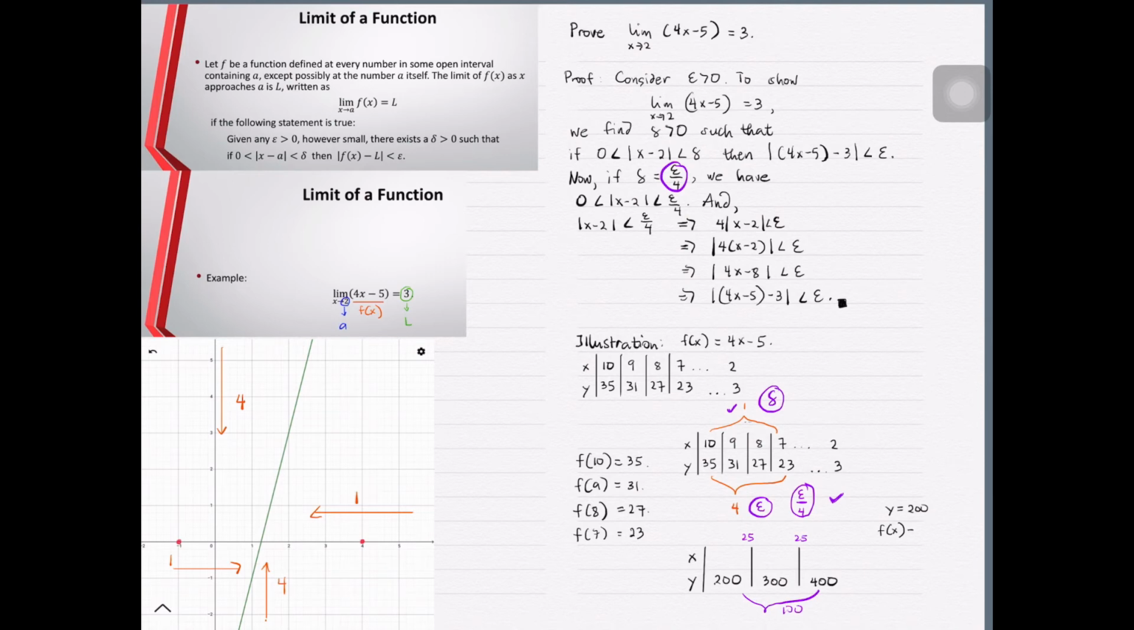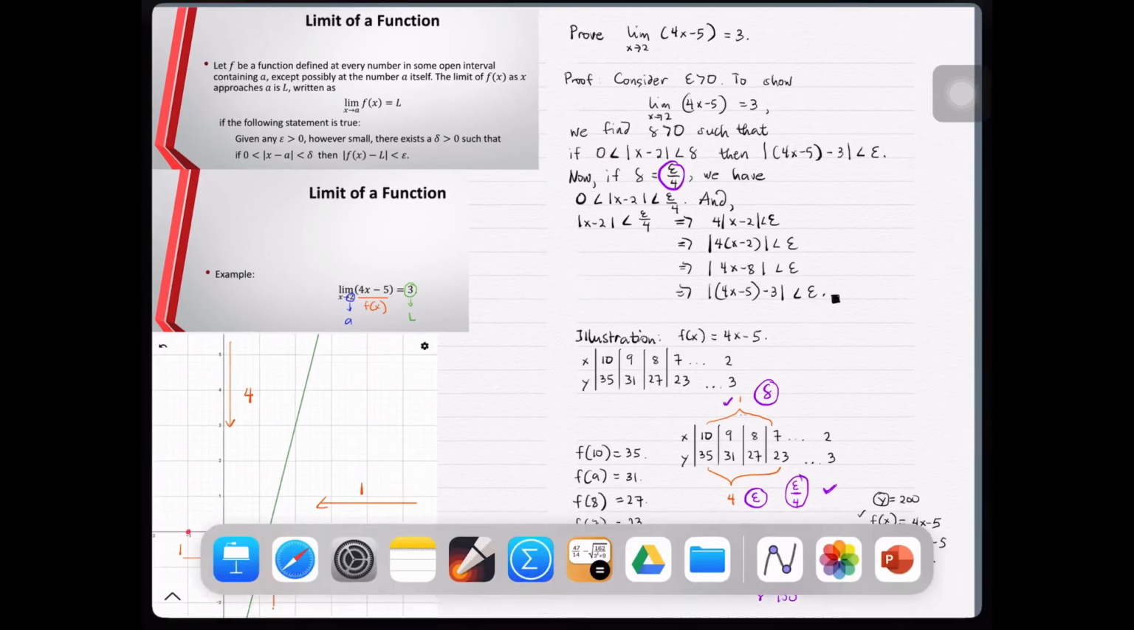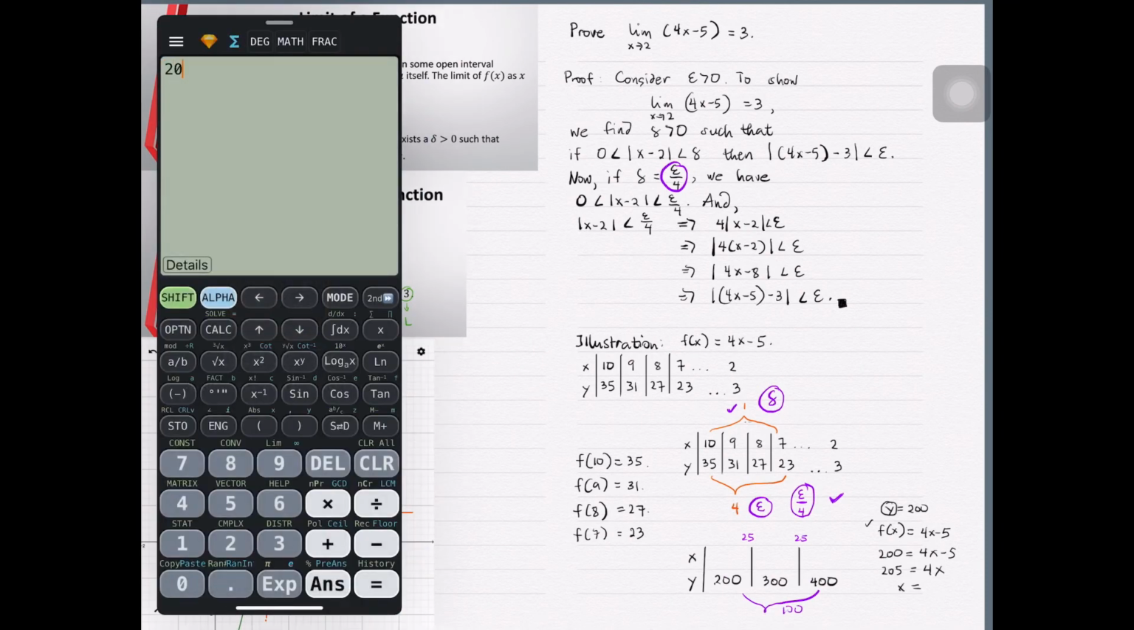Let's now solve this algebraically. Since y is equal to 200 and y is equal to f of x, that becomes 200 equals 4x minus 5. Transposing negative 5, that would be 205 equals 4x. Dividing both sides by 4, that gives us x equals 51.25. And since the increment here for our x's would be 25, f of 300 becomes 76.25. Adding 25 to this gives us f of 400, which is 101.25.